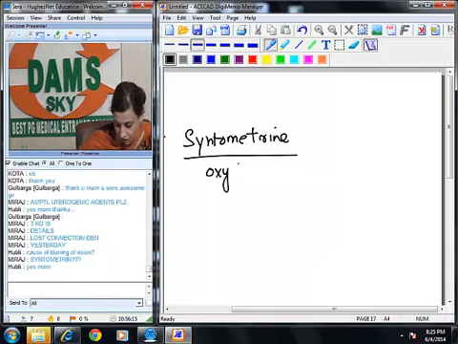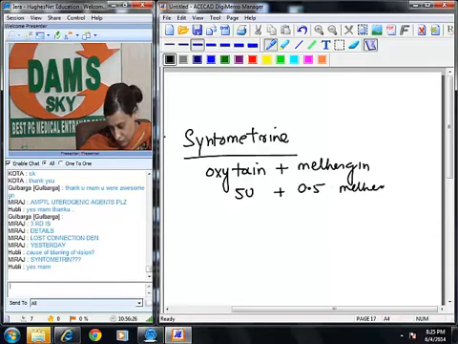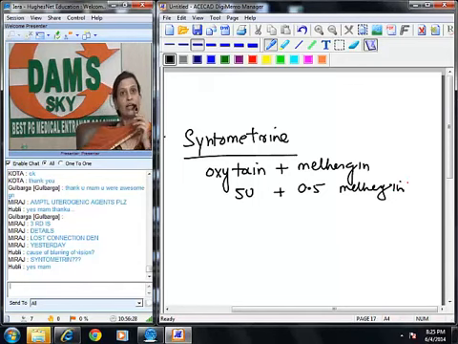Symptometrine is a premixed formulation of oxytocin and methergin. So it has 5 units of oxytocin and 0.5 units of methergin. It is not available in India, or available maybe in private hospitals or in restricted areas in India. Otherwise it is not easily commercially available. Miraj, symptometrine.